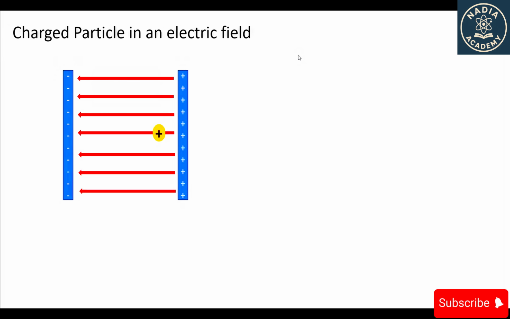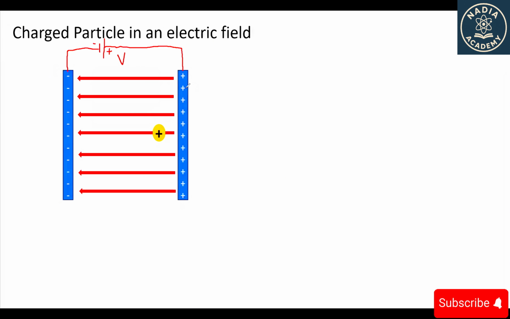Before actually going to understand the concept of velocity selectors, we should understand about electric field and motion of a charged particle in an electric field. For example, say we have two metal plates. One is connected with the negative terminal of a battery and the other is connected with the positive terminal of a battery. So this means that between these two plates, we have a potential difference V. One plate is negative, the other plate is positive.